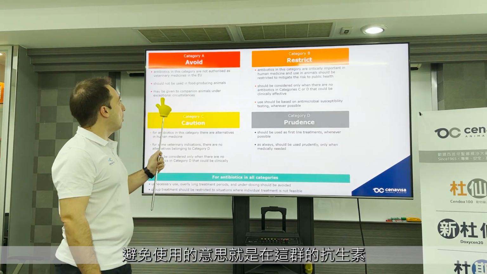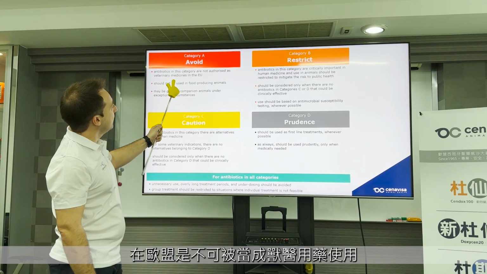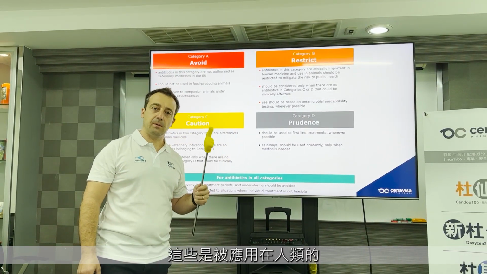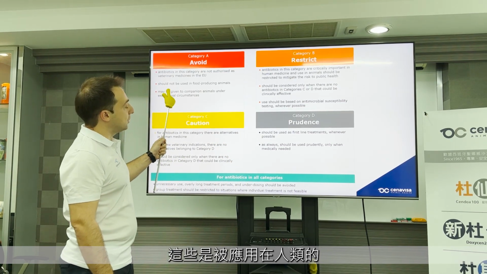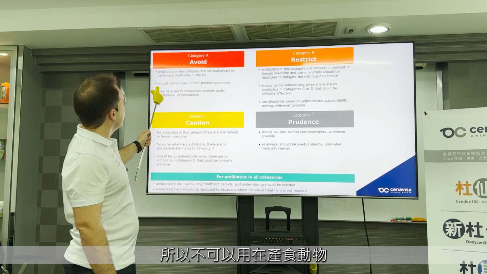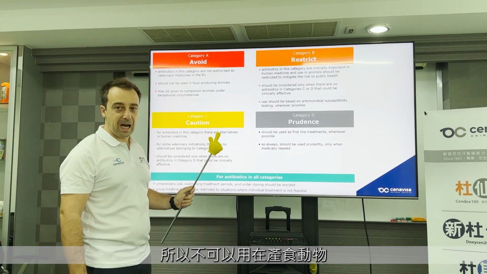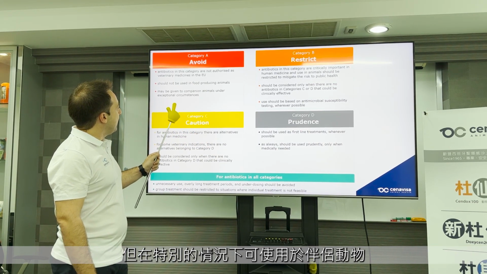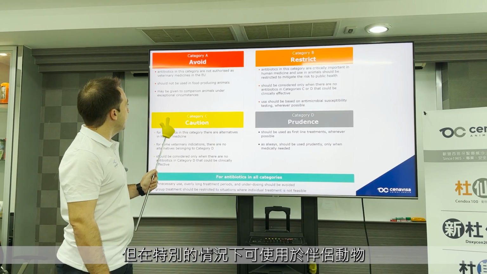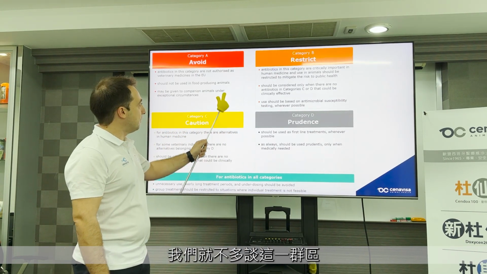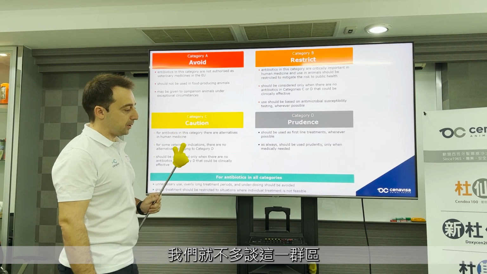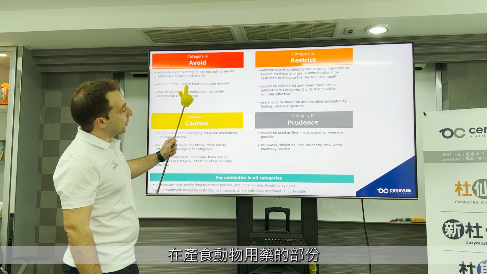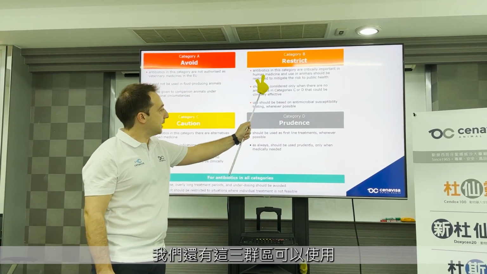Avoid means that all the antibiotics of this category are not authorized as veterinary medicines in Europe, but are authorized for humans, for example. So these antibiotics cannot be used for food-producing animals, okay? And they can only be used in very exceptional circumstances in companion animals. So from now on, we will not talk about this because we are talking about food-producing animals. Then for food-producing animals, we have these 3 categories.